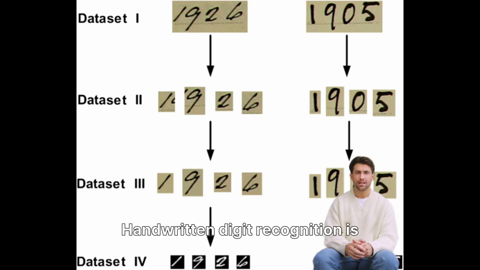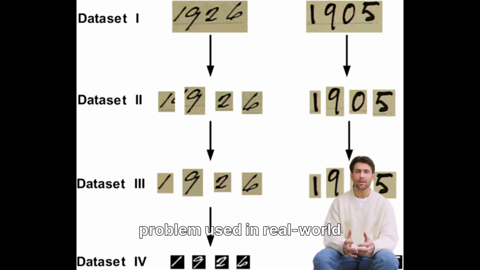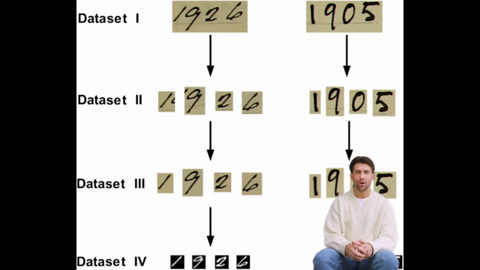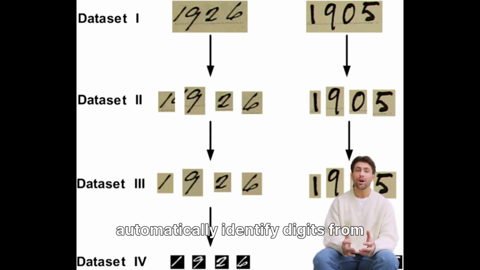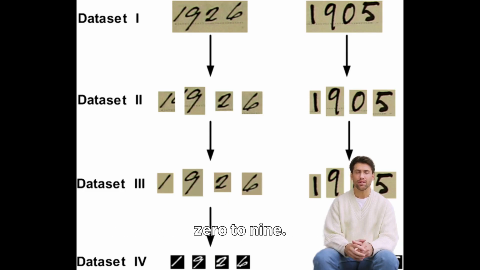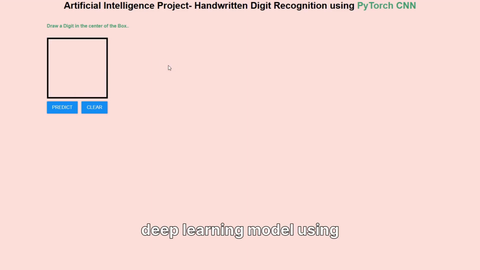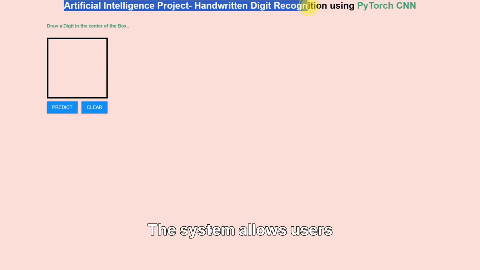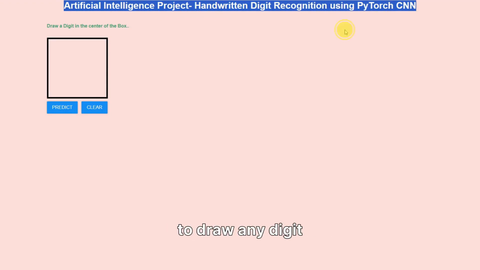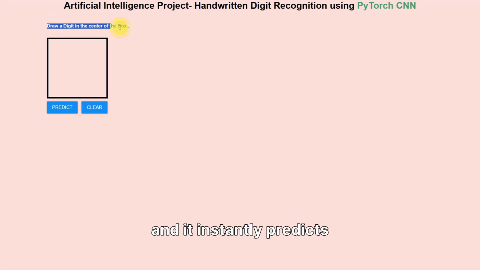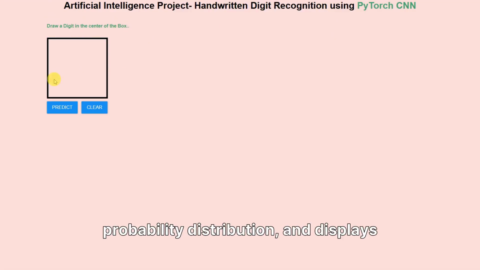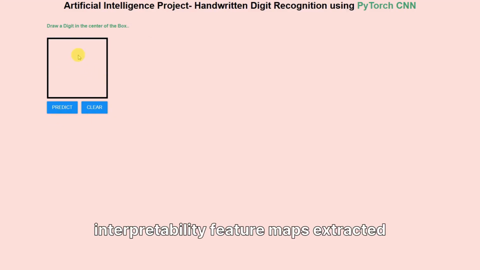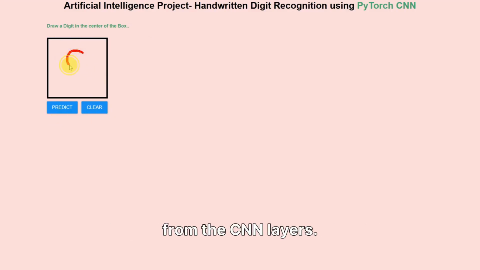Handwritten digit recognition is a classic machine learning problem used in real-world applications such as postal automation, banking systems, and digital form processing. The goal is to automatically identify digits from 0 to 9. This project builds a deep learning model using a convolutional neural network, or CNN, and deploys it using a Flask web application. The system allows users to draw any digit inside a browser window, and it instantly predicts the number, shows the probability distribution, and displays interpretability feature maps extracted from the CNN layers.